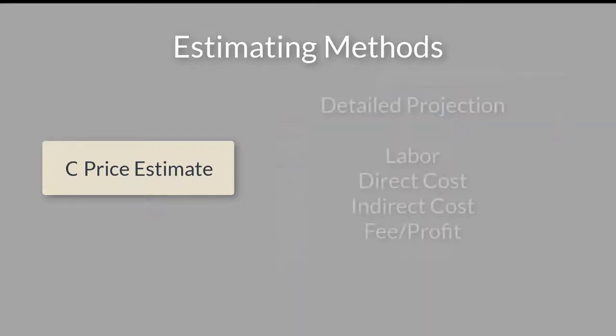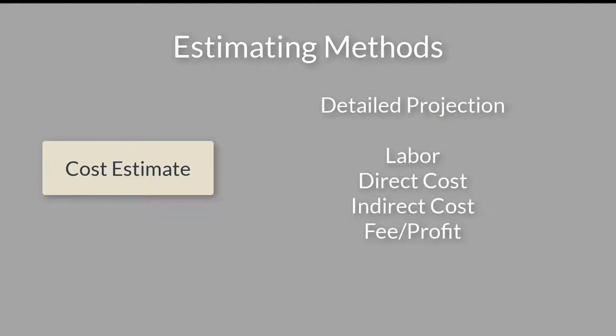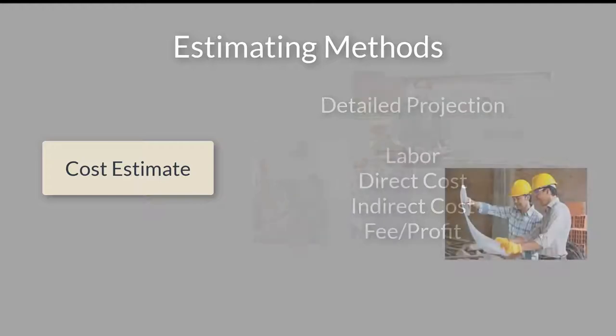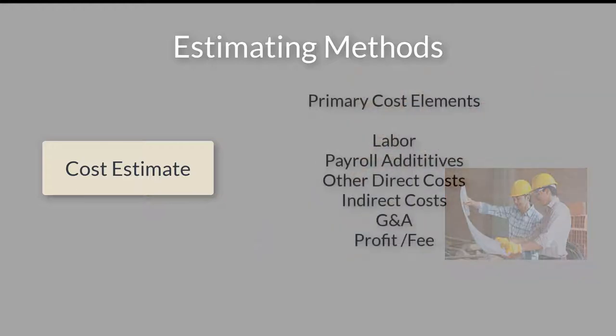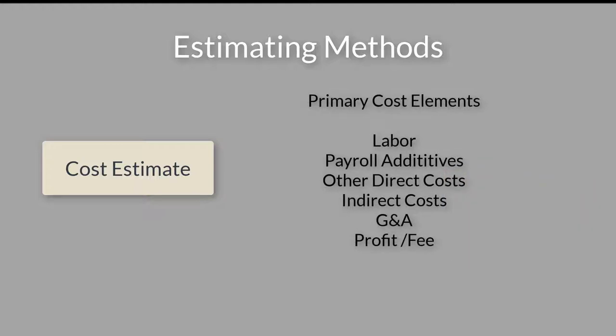data. The cost estimate is a detailed projection of the expenditures the applicant or offeror may incur in performance and requires a review of all cost elements anticipated in performance of the contract. A detailed estimate is required for services, construction, and non-commercial supplies estimated to exceed the simplified acquisition threshold. Costs are generally divided into the primary cost elements of labor, payroll additives, burden or fringe, other direct costs, indirect costs, general and administrative costs, and profit or fee.